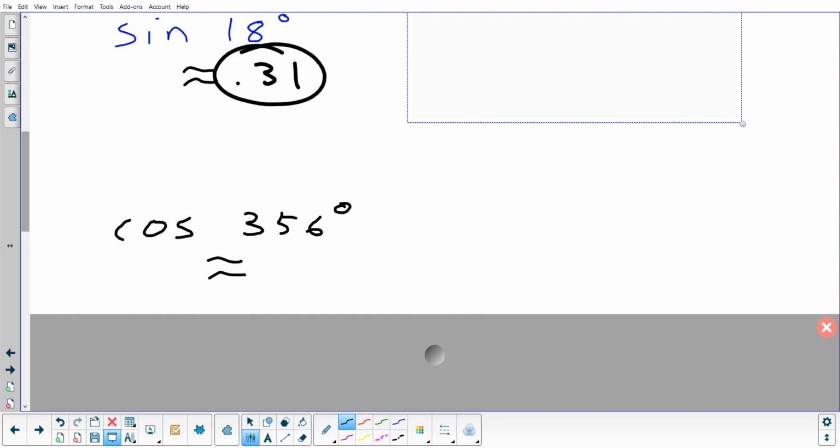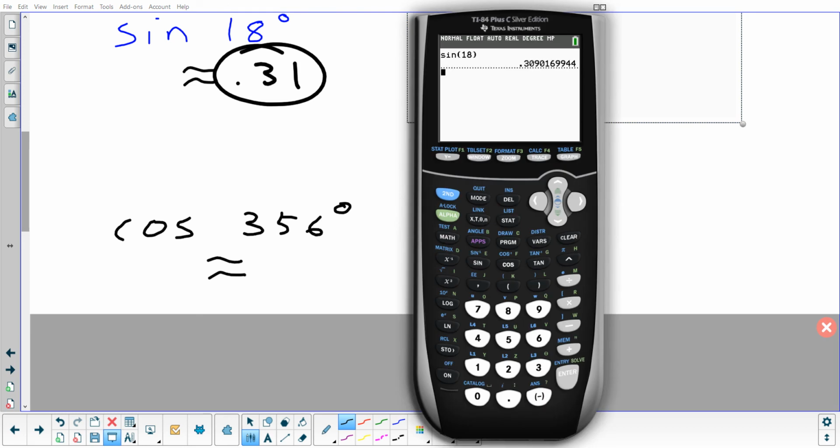Let's try this one. Cosine 356. Again, not a multiple of 30, not a multiple of 45. Multiples of 30 have to end in a 0. Multiples of 45 have to end in a 5 or a 0. So if it ends in a 6, it's not a multiple of 30 or 45. All right, so let's try it. Cosine 356. And again, this problem says degrees. I know that because I see the degree symbol. So your calculator should be in degrees. What do you get when you do that? Cosine 356.